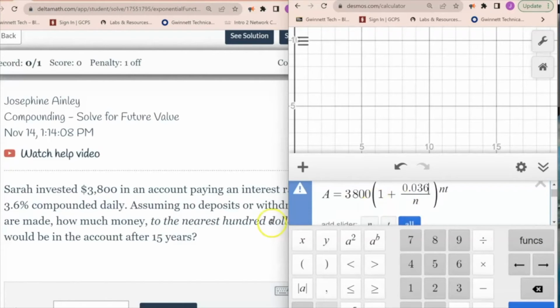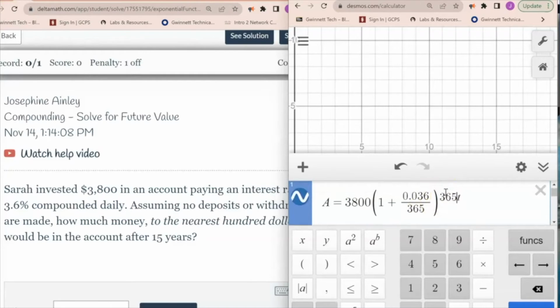0.036. All right. How many times is it compounded? It's compounded daily. Okay. So how many days in a year? 365. That's your N. And I see an N here, so that's going to also be 365.